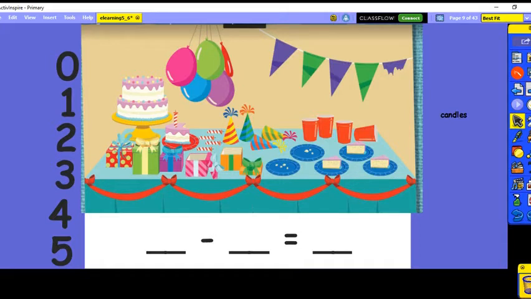All right, now we're going to think about subtracting. And when we subtract, our answer gets smaller. Just like when we were bowling those pins down, our answer got smaller. When we subtract, our answer gets smaller, and our answer when we subtract is called the difference. So I want you to look for candles in our party picture.